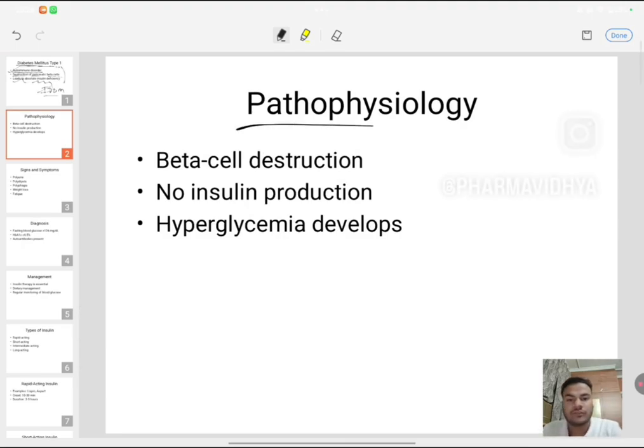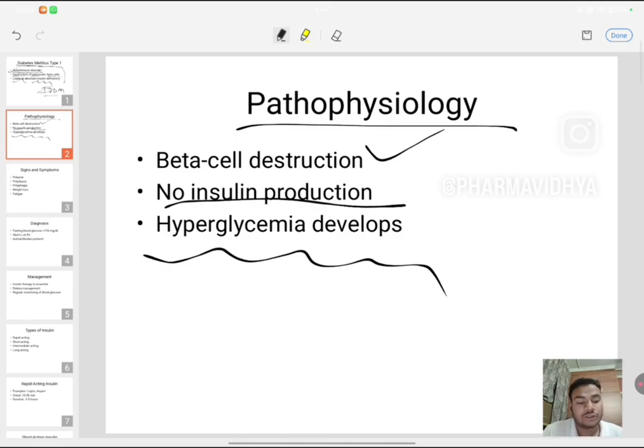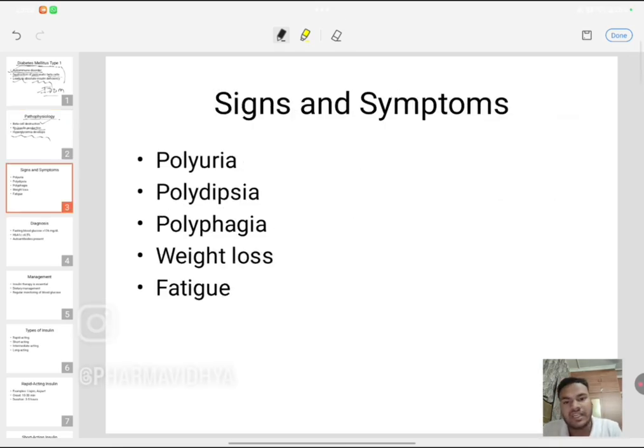Now, when we talk about its pathophysiology, there is beta cell destruction. Beta cell destruction happens in the islets of Langerhans of the pancreas. No insulin production is there because the beta cells are destroyed. Hyperglycemia develops. Hyperglycemia means an increase in the concentration of glucose in the blood, because insulin is not produced in the human body.